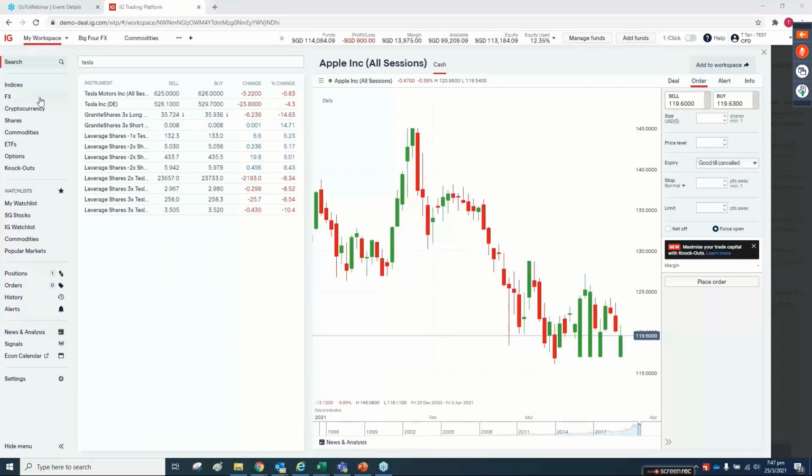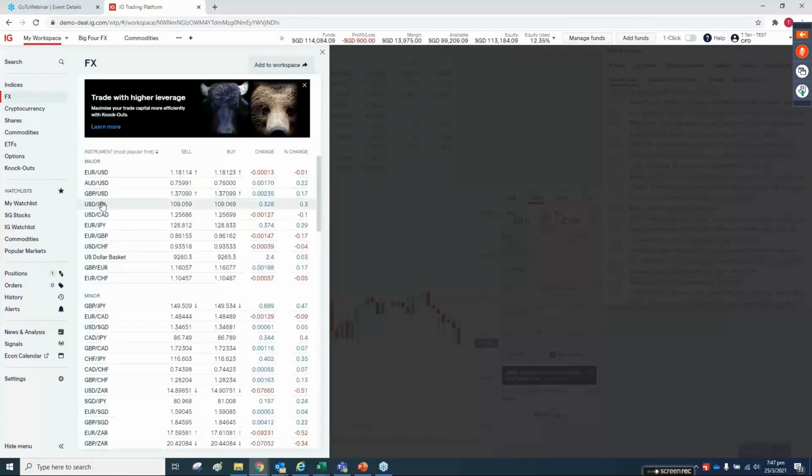Let's look at some currencies. So dollar yen.